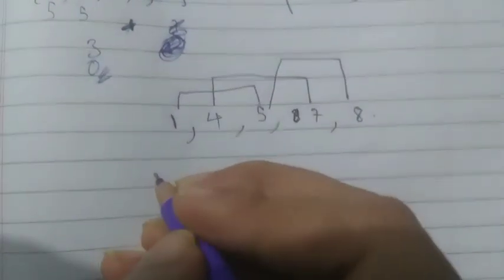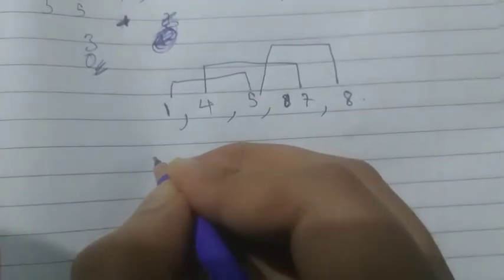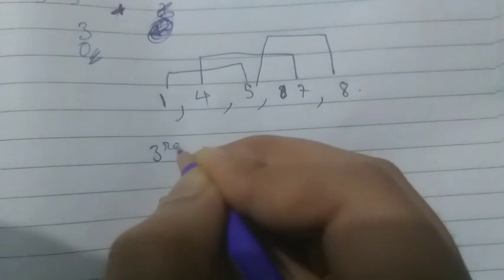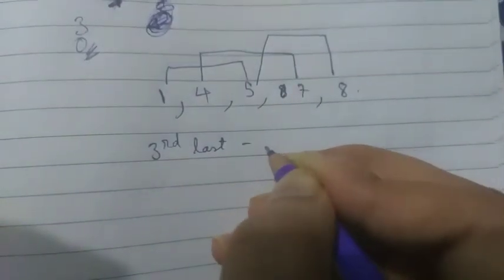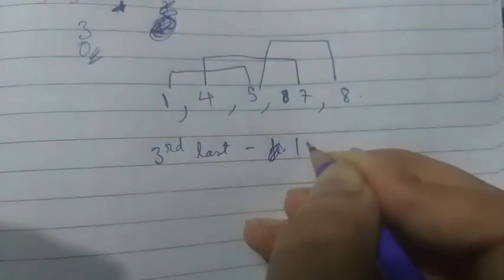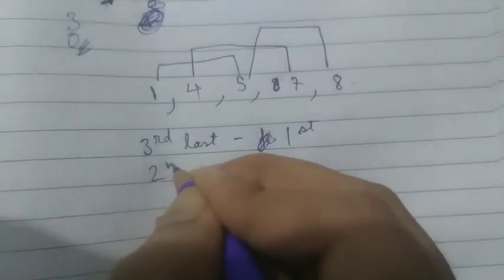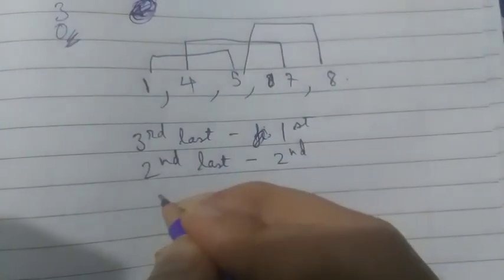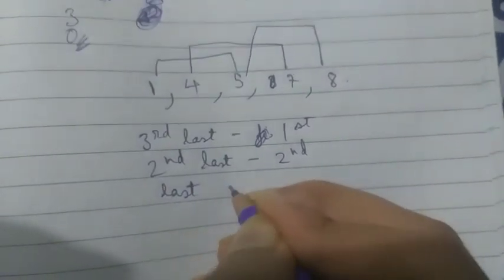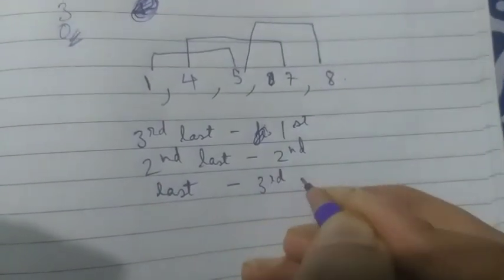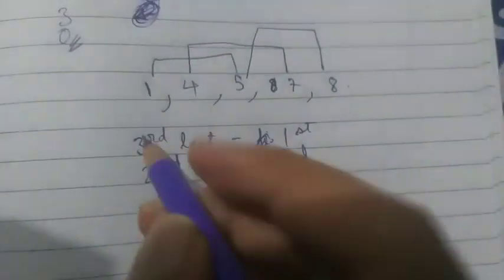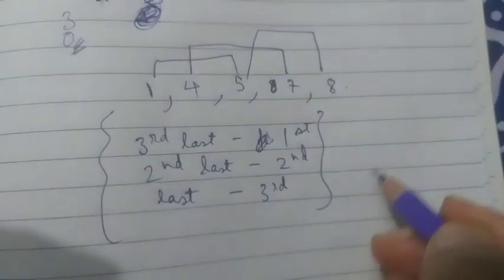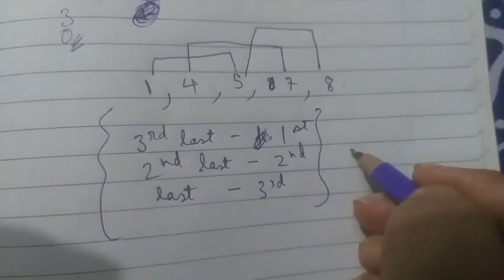So what is the difference? The third last minus the first element, the second last minus the second element, and the last minus the third element. You have to check all these three, and whatever is the minimum among them, you have to return it.